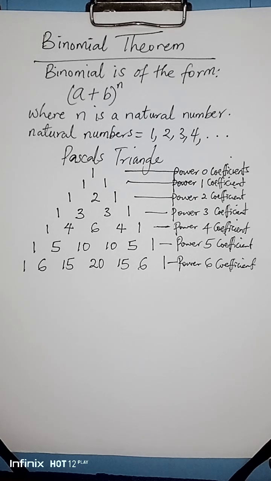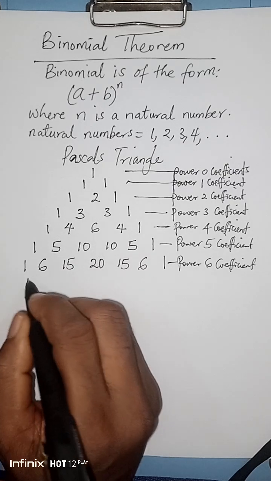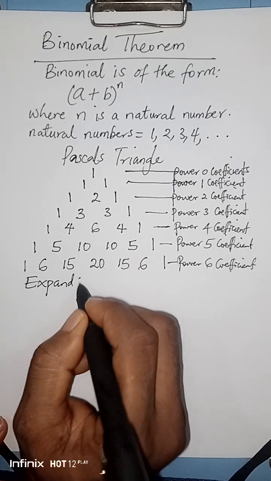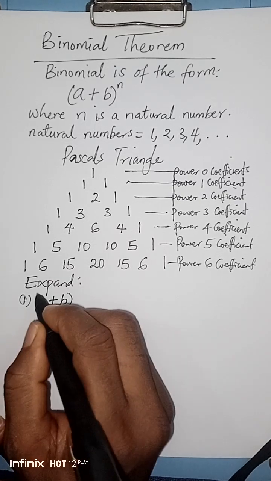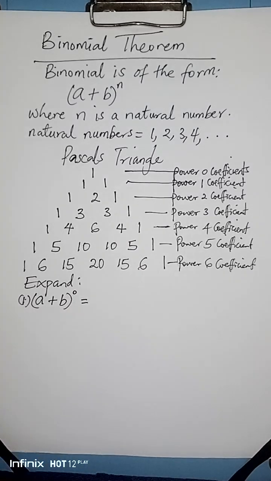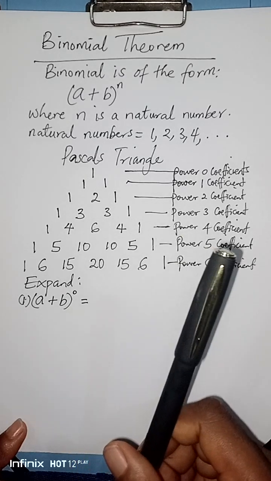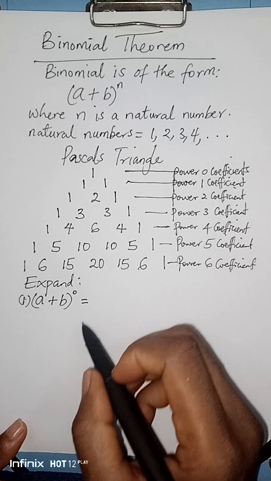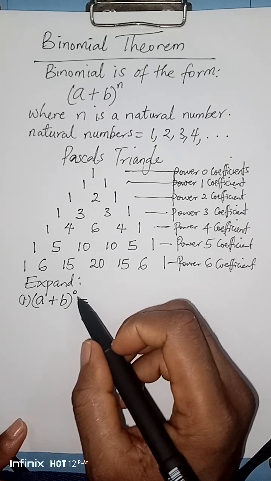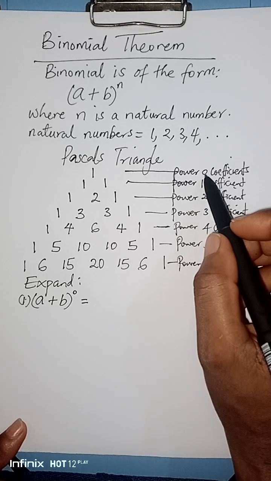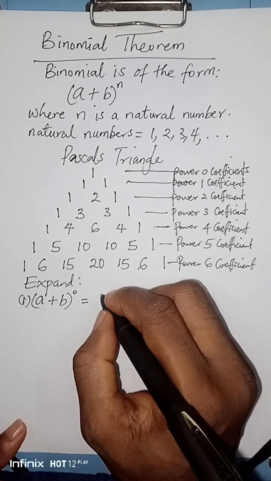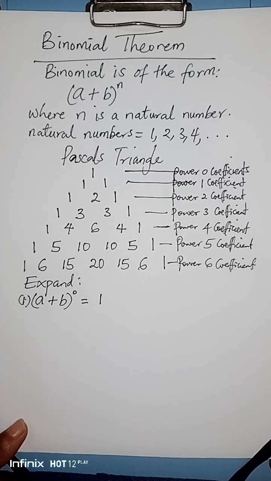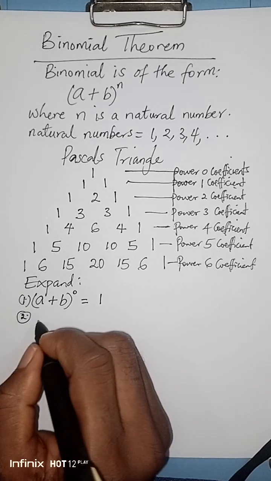Now let's assume the question asks us to expand the following. Let's say number 1, I have (a + b) raised to power 0. To expand this, I have to look at the power. When the power is 0, the coefficient is 1. So everything here raised to power 0 will be 1. That's it.